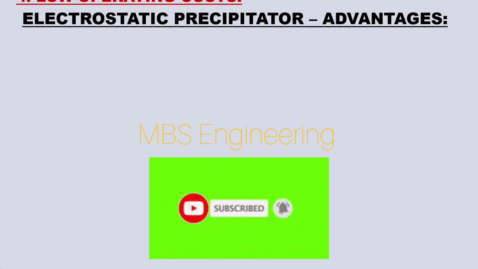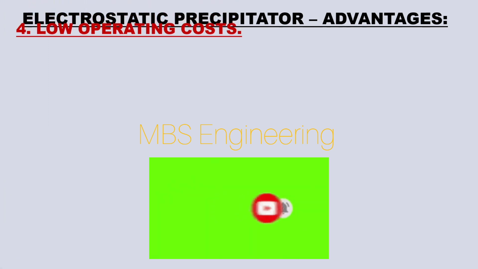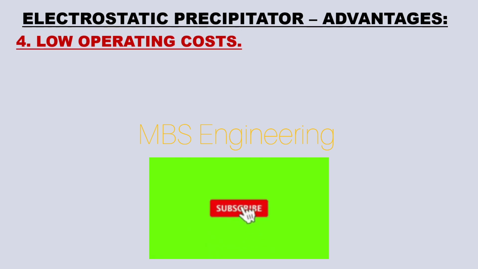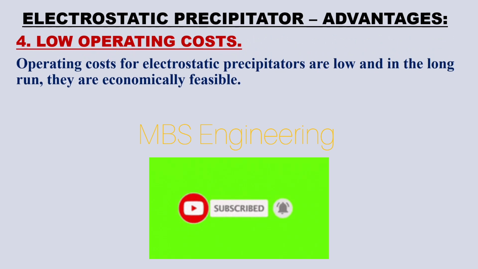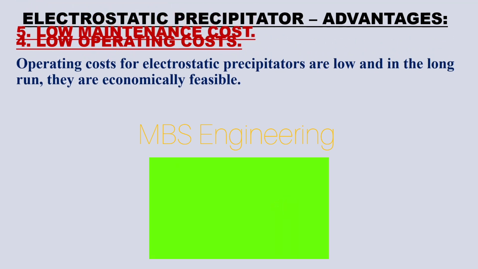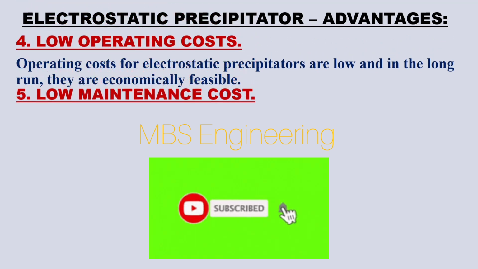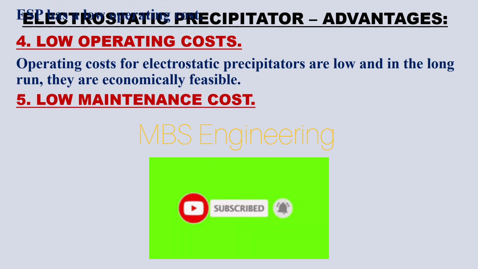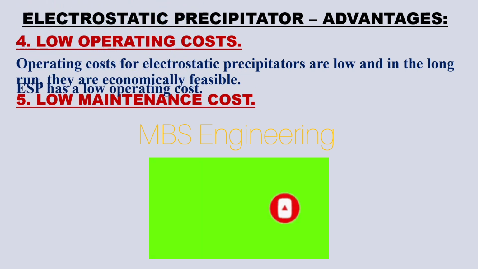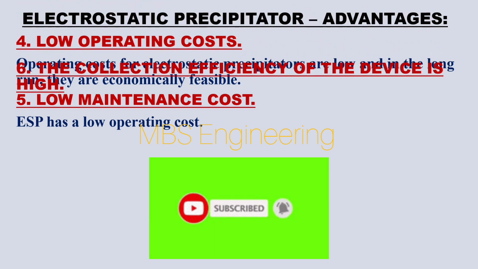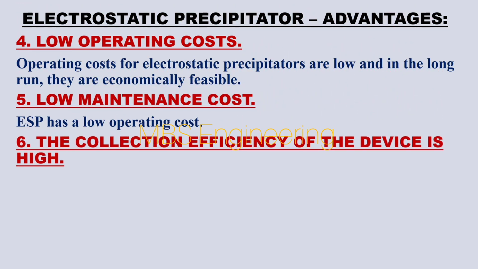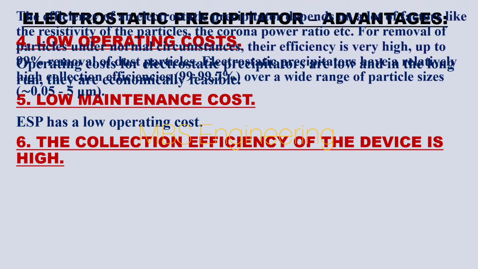Next, we are going to understand the advantages of the electrostatic precipitator, ESP. We will discuss in the detailed description given below. Point number 4. Low operating costs. Operating costs for electrostatic precipitators are low and in the long run, they are economically feasible. Next, point number 5. Low maintenance cost. It has a low maintenance cost.